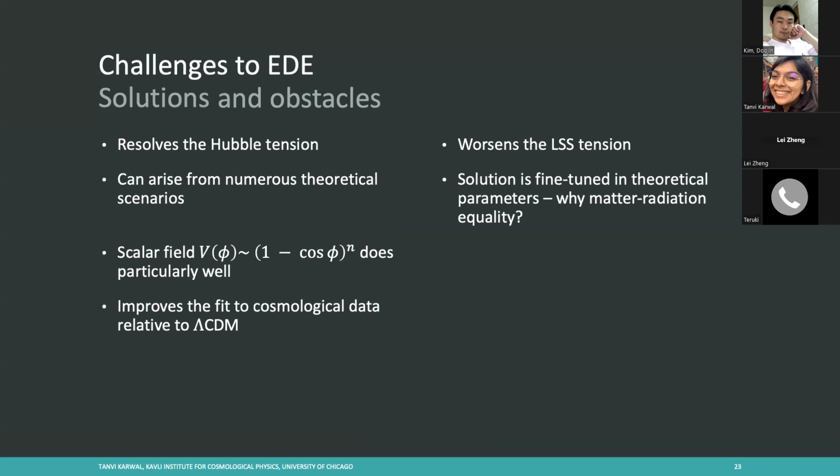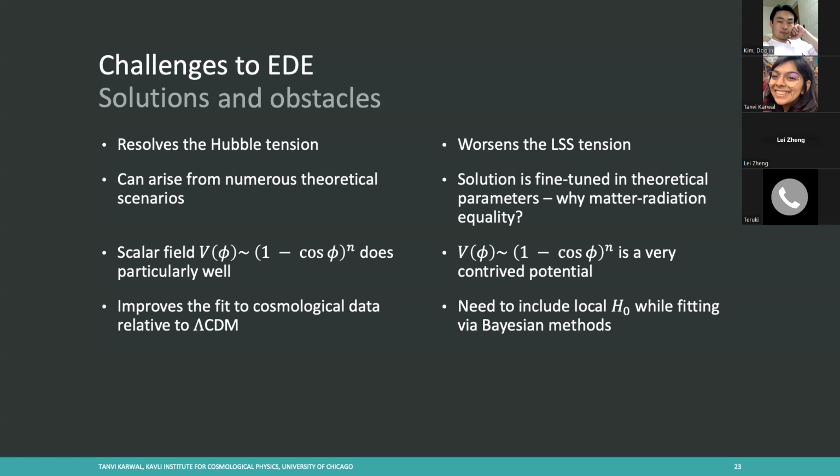There's one particular formalism that does work really well, but it's a very contrived potential that has fine-tuning issues. Finally, although we're improving the fit to cosmological data sets, we need to include the local Hubble measurement as an additional likelihood to get this result.